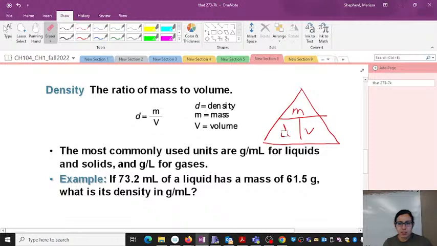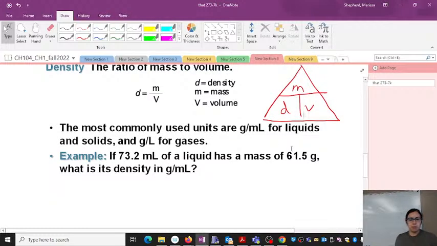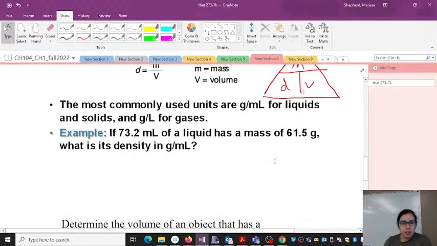And same thing for density. That's kind of obvious, since that was set up originally. Cover density, and mass divided by volume gives you density. So let's try this first example. Let's do this first one, we'll do it all together.